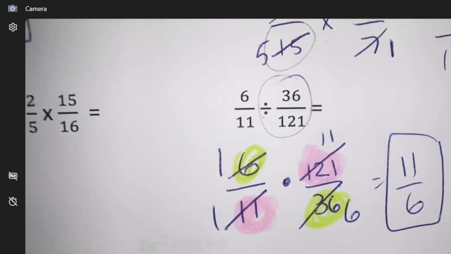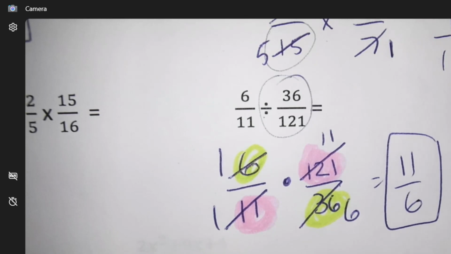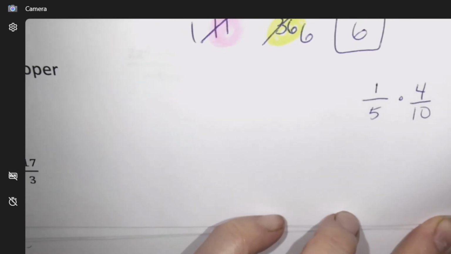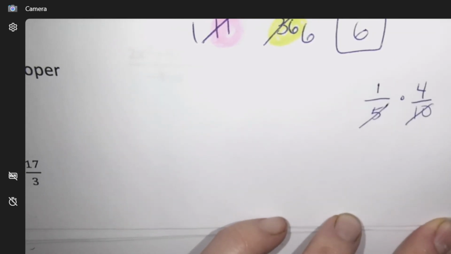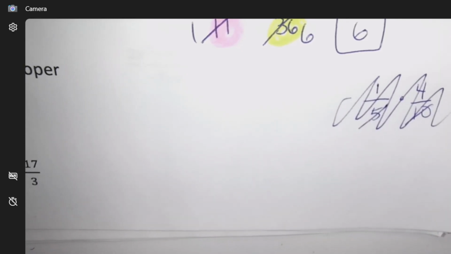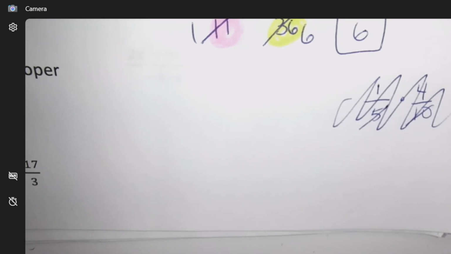So with this canceling thing, it applies to anything on the top and bottom. Somebody might try to do something like this, cancel a five, no, that's wrong, because it's a bottom. Okay, does that make sense? That's not what you're doing. You have to cancel something divided by something, top, bottom.